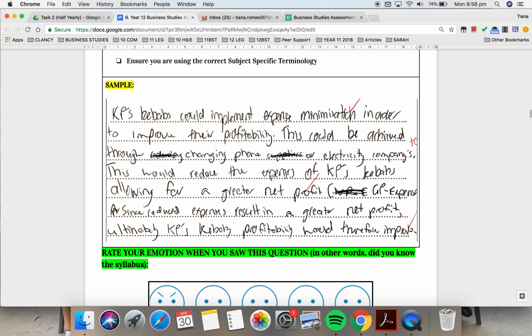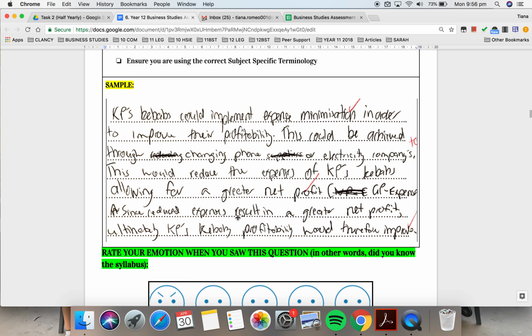So I've just provided you a sample. I'll go through this sample with you. KP's Kebabs could implement expense minimization in order to improve their profitability. Straight away I know expense minimization. The student could have also said a cost control method of expense minimization to really show the marker that they know their syllabus. This could be achieved through changing phone or electricity companies. This would reduce the expenses of KP's Kebabs, allowing for a greater net profit.